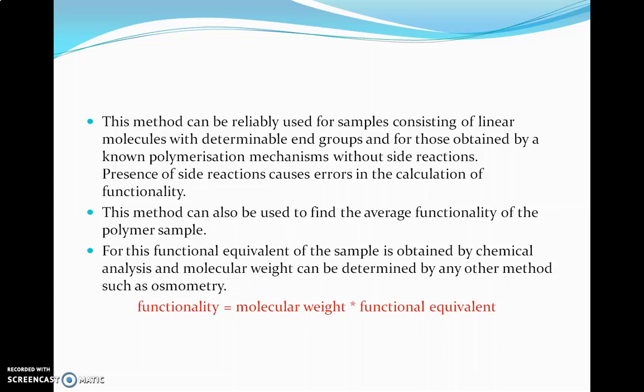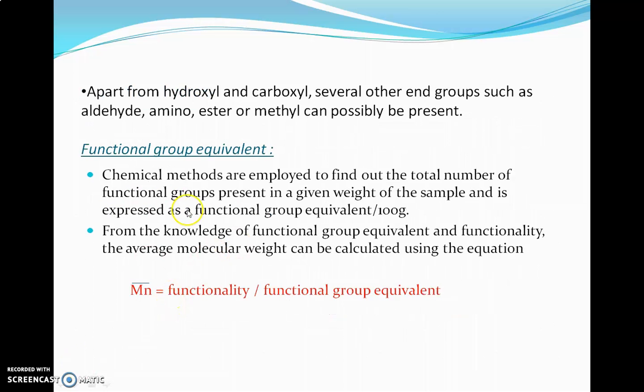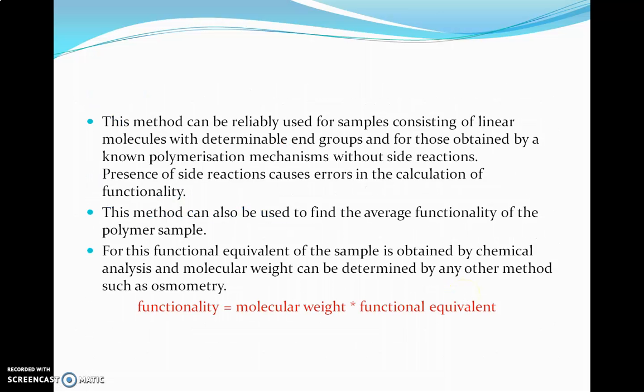Then this method can also be used to find the average functionality of the polymer sample. From the previous equation, we know that the number average molecular weight is equal to the functionality divided by the functional group equivalent. By simple rearrangement, the functionality will be equal to the number average molecular weight times the functional group equivalent. The functional group equivalent of the sample is obtained by chemical analysis, and molecular weights can be determined by any other method such as osmometry.